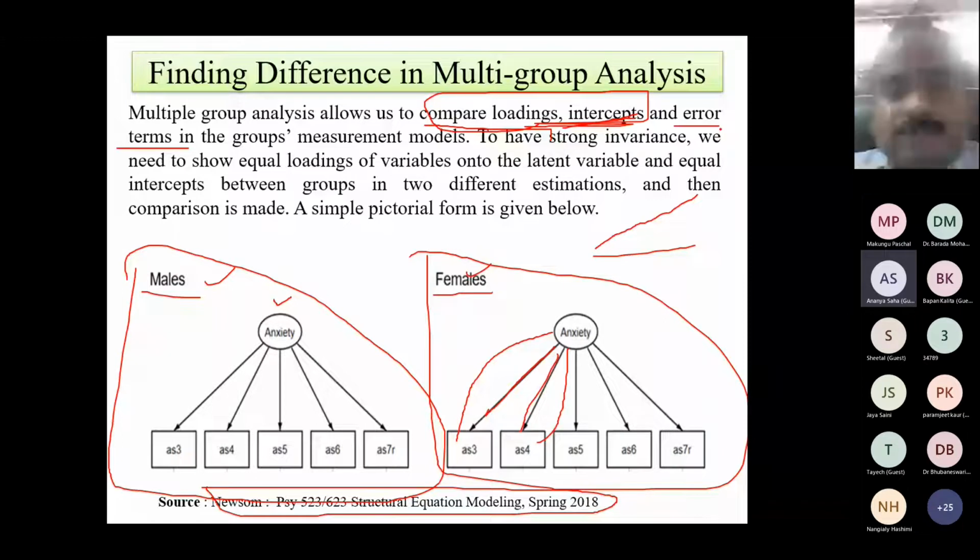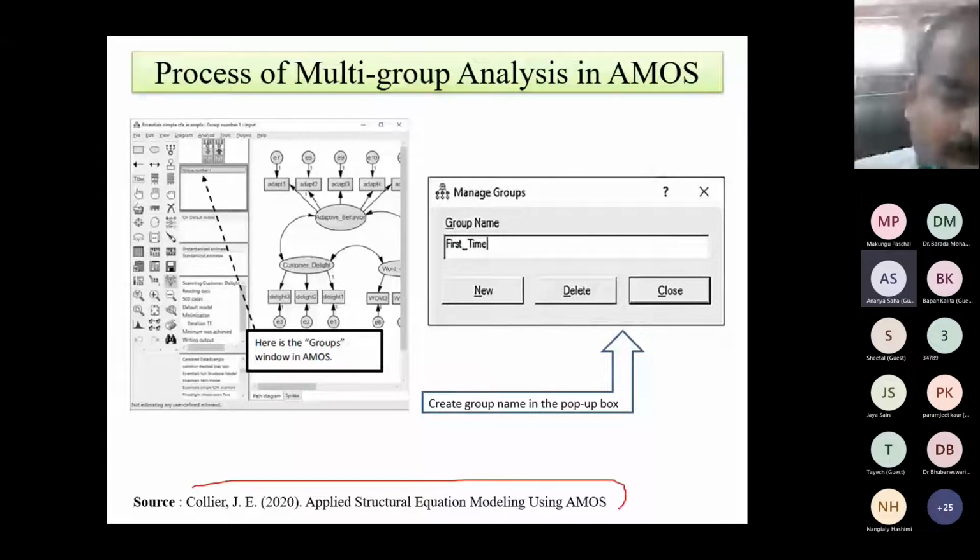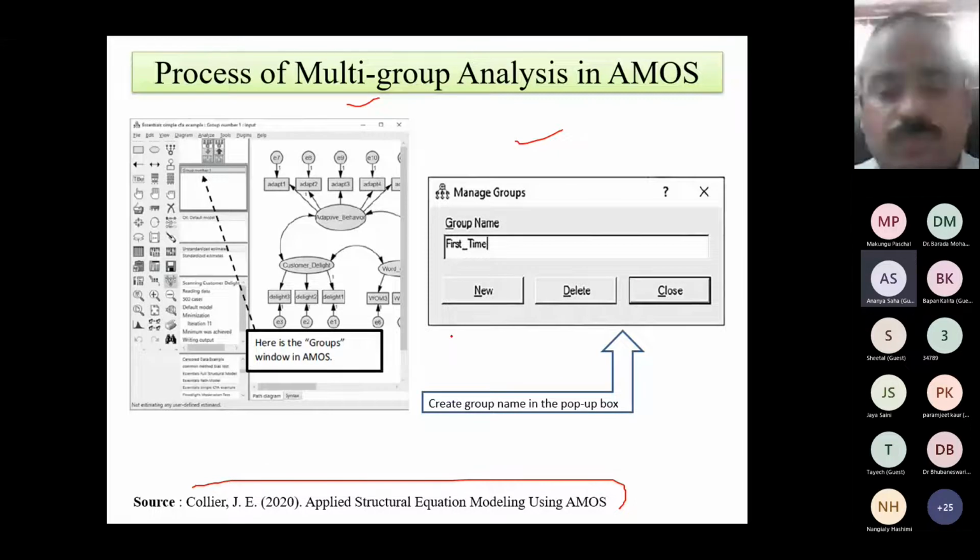Now look here. This is one of the famous books related to the various types of testing in SEM. I have taken these figures directly from that book. These figures I will operate in AMOS and show you.